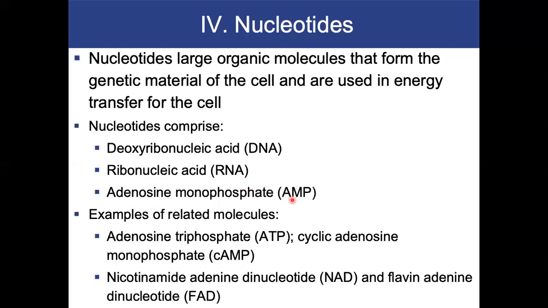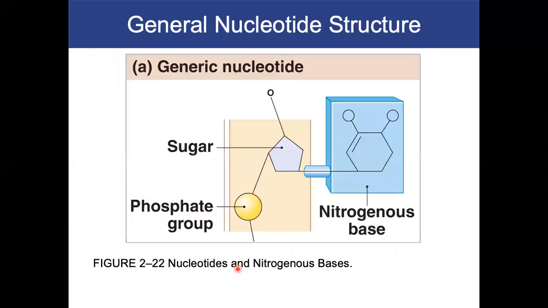Adenosine monophosphate, ATP (adenosine triphosphate), and cyclic adenosine monophosphate, cyclic AMP, are all energy transfer molecules. So they're sort of variations on a theme of a nucleotide. Nicotinamide adenine dinucleotide, NAD+, and flavin adenine dinucleotide, FAD+, we're going to talk about when we get to metabolism. Those are cofactors for enzymes.